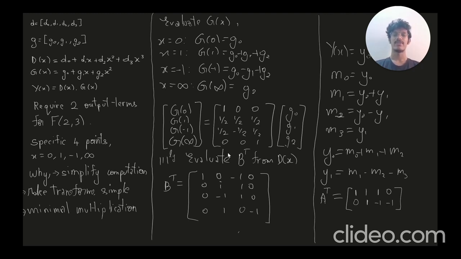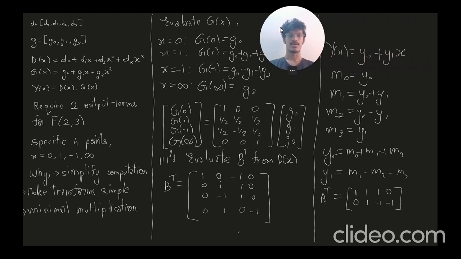Similarly, we can evaluate B transpose by computing D of x at these specific locations, and then computing the matrix values just like this, by listing down their coefficients and taking the transpose of that. Then we'll get the output value, which will be the B transpose.